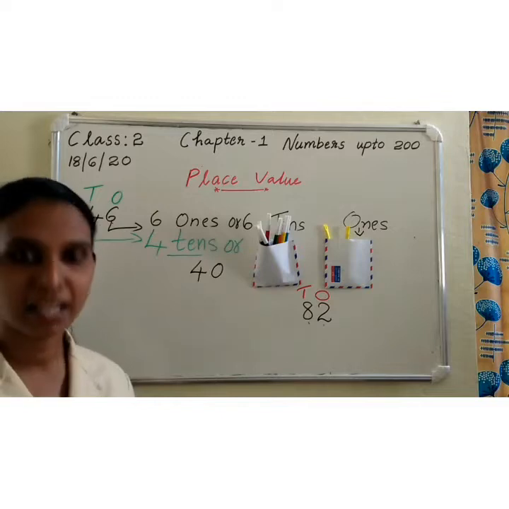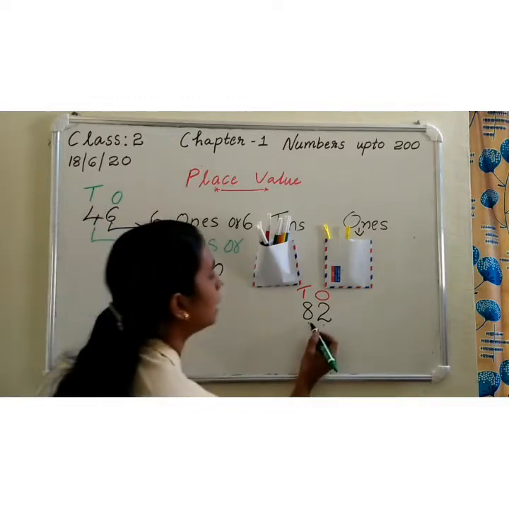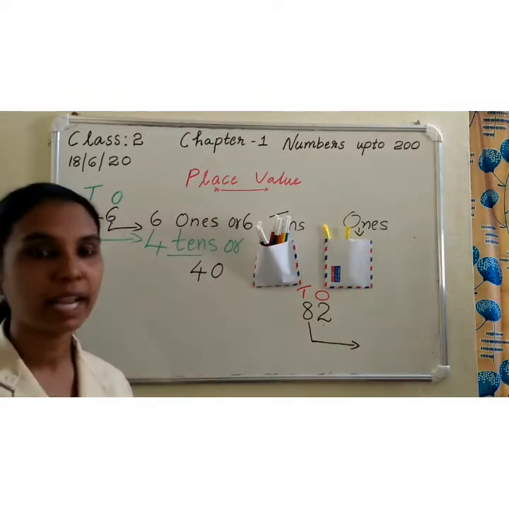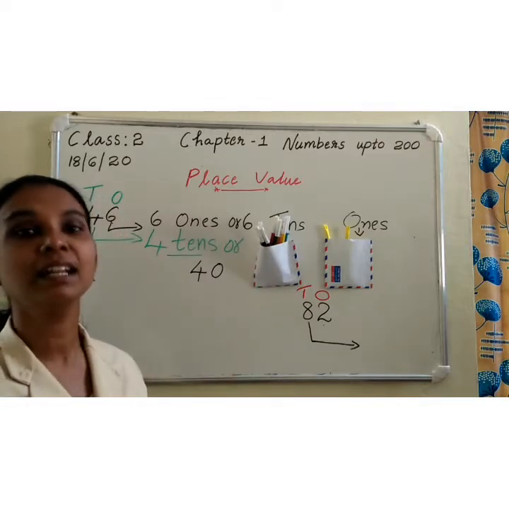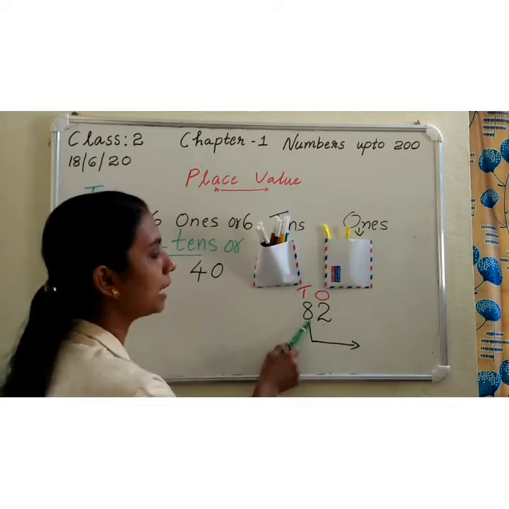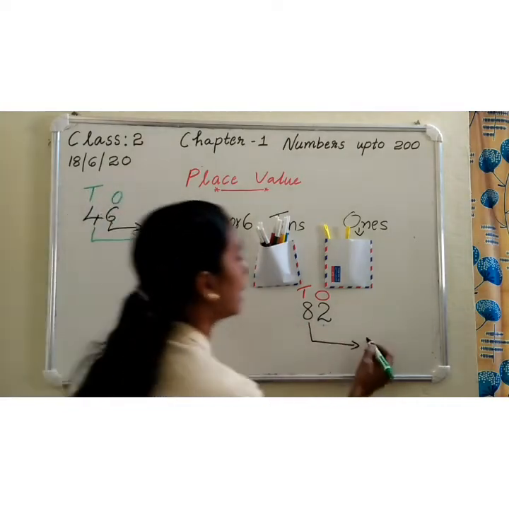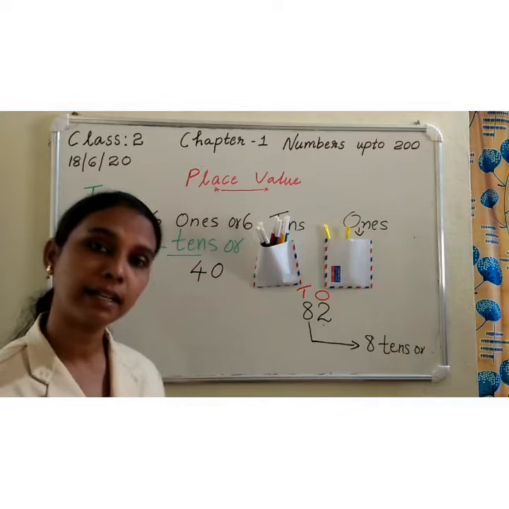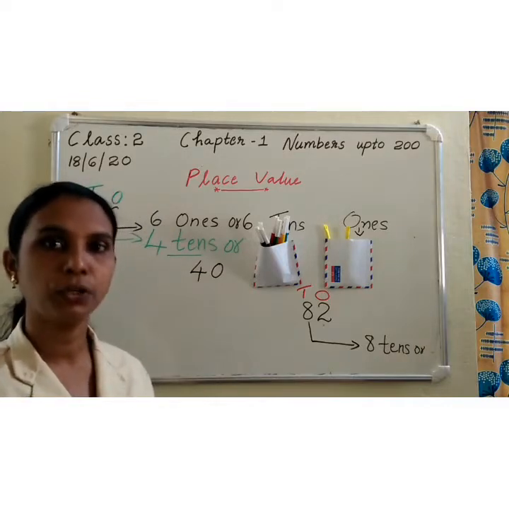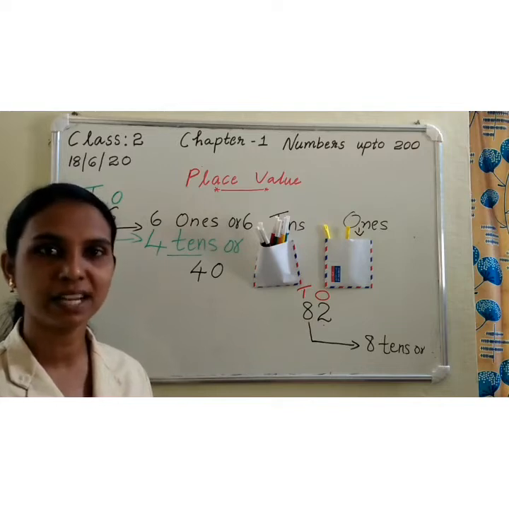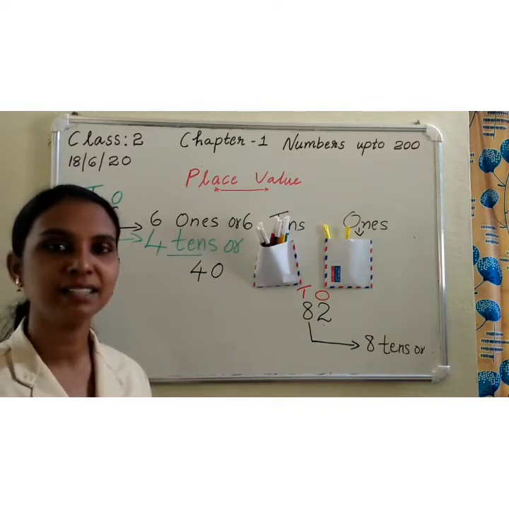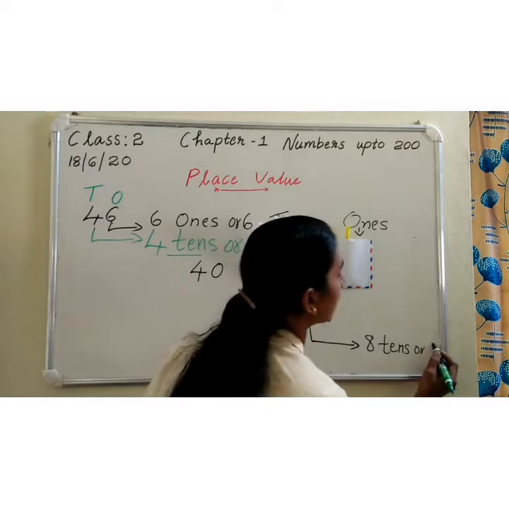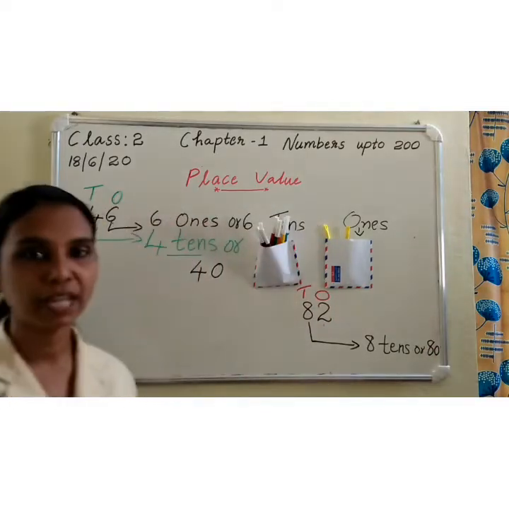Then we can say the place value of 8 in this number. What is the place value of 8? 8 in which place? Tens place. So you can say the place value of 8 in 82 is 8 tens. What is 8 tens? 1 ten, 2 tens, up to 8 tens. 8 tens are 80. So you can write, it is 80. Get it?